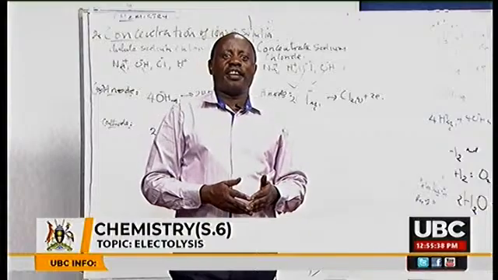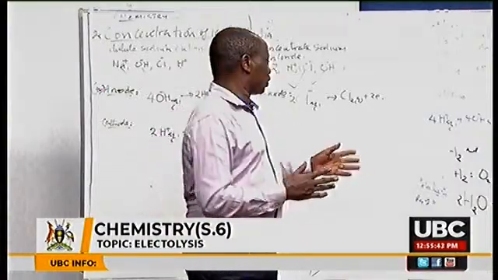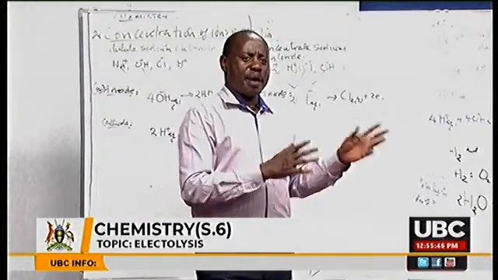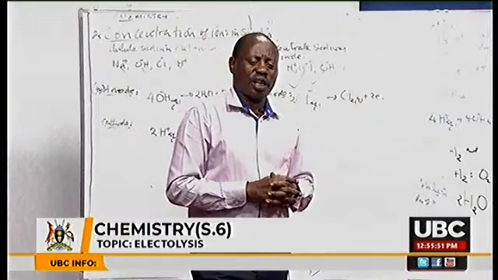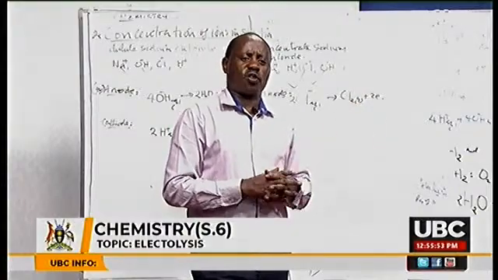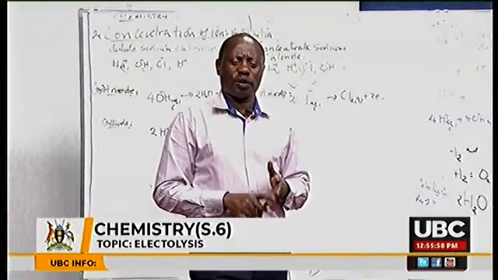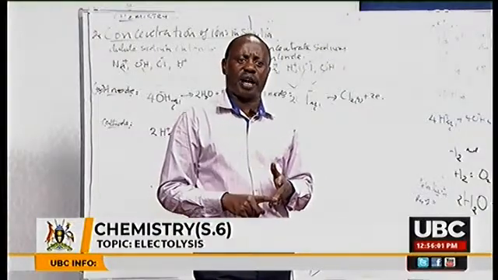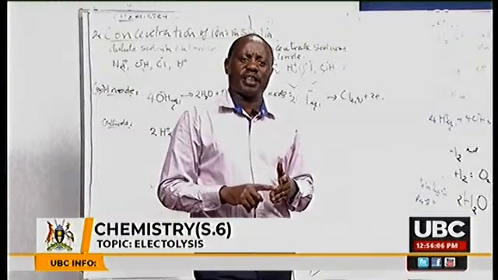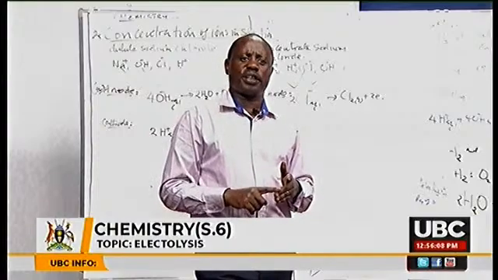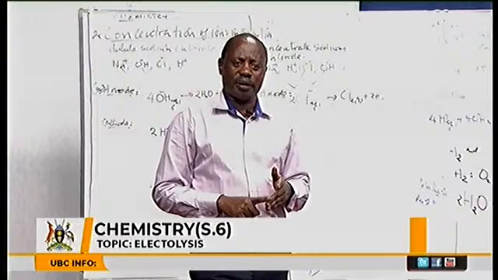For today, this is where we have stopped. We are remaining with one factor, the nature of electrode, which I can give you as an assignment. Go and read on electrolysis of copper 2 sulfate using copper electrodes and graphite electrodes, so that when we come back, at least you have an idea. Go and read on electrolysis of copper 2 sulfate, 1 using graphite electrodes and 2 using copper electrodes.